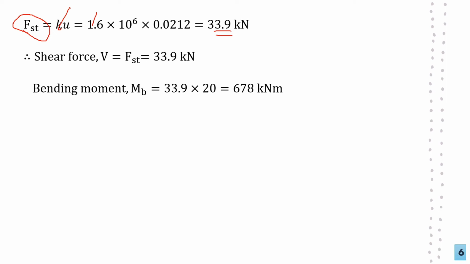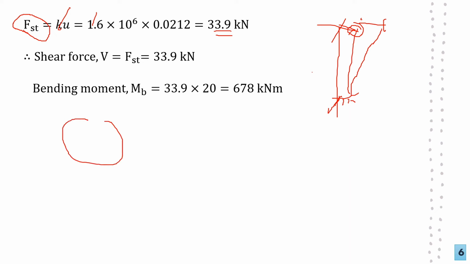And of course, our bending moment. Remember the water tank, this is fixed. The mass is lumped here, so it's a cantilever. Okay. So the displacement is like that. So the bending moment is just the force applied at this part times this distance, the height, which is 20. So now you can sketch your shear force and bending moment diagram.